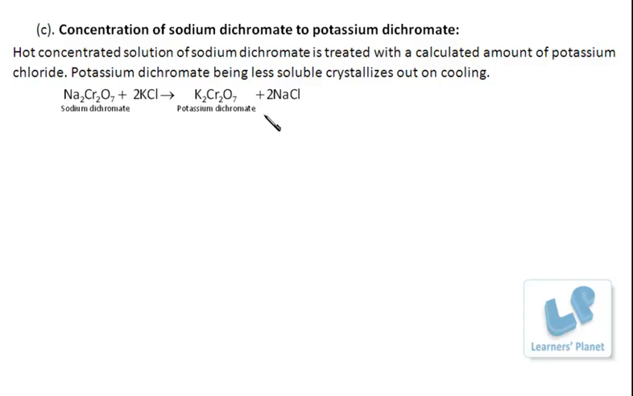The solubility of NaCl is more as compared to potassium dichromate. So when the solution is cooled, the potassium dichromate separates out. This method is used for the manufacture of potassium dichromate. Let's see the physical properties of potassium dichromate.